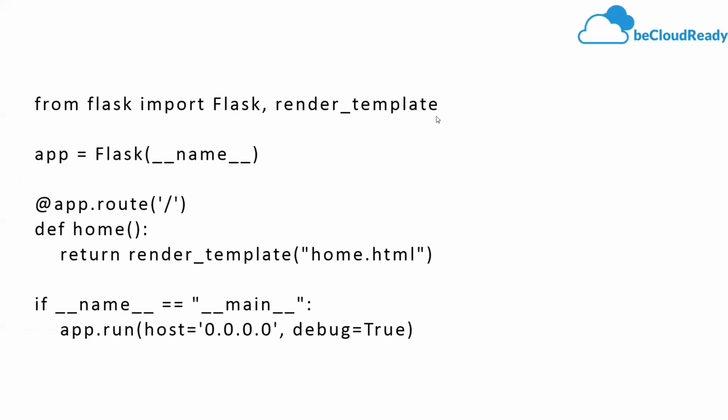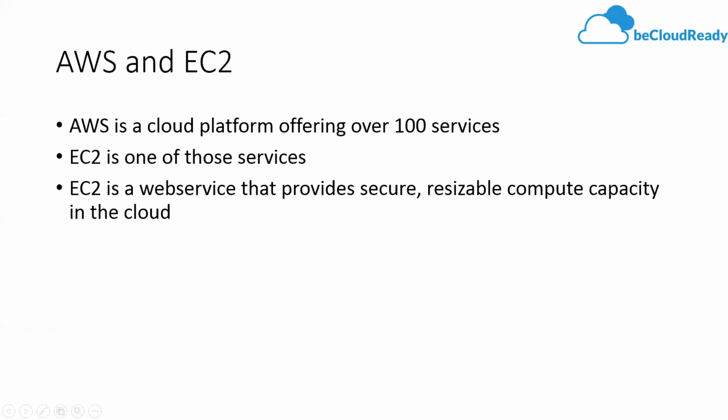Okay, moving on. Let's go ahead and start talking about AWS. AWS in a nutshell is a cloud platform offering over 100 services, and EC2 is one of those services, and it's actually one of the most popular ones. It's basically a compute box in the cloud that provides secure, resizable compute capacity inside the cloud. It's a web service basically.